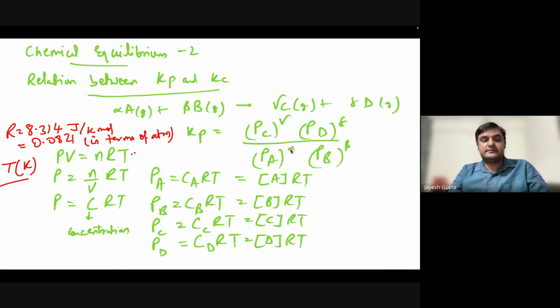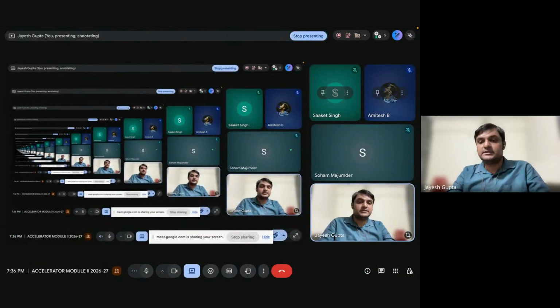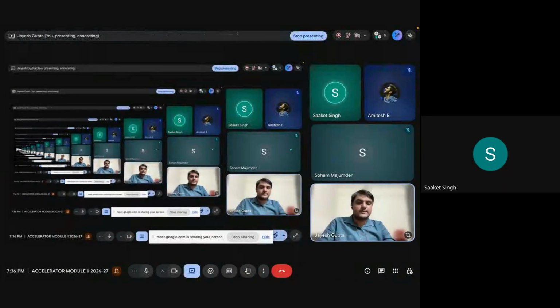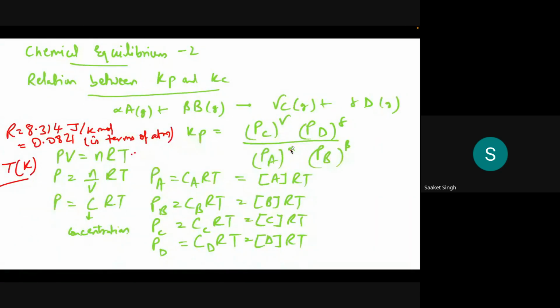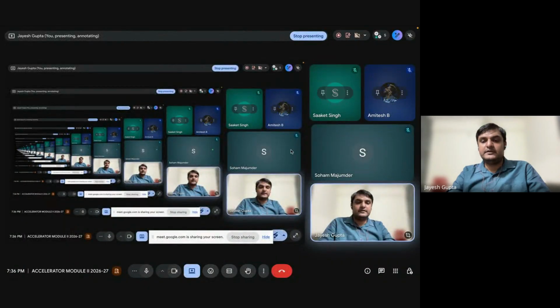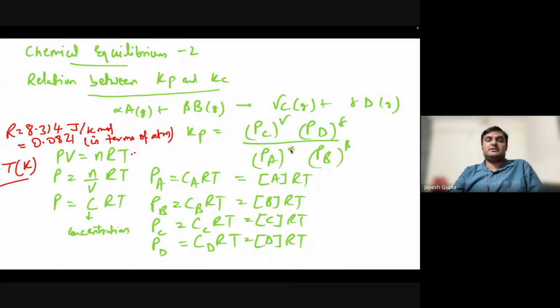Okay, written this. Amitesh, Saket. Hmm? One second. Right, right. Where is Harith? Harith has not come. He's coming alternate.